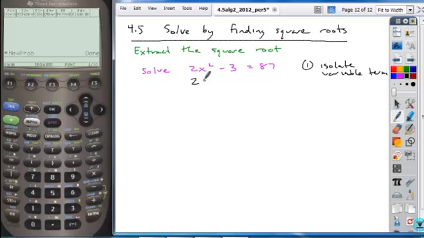Okay, so here, we leave our variable term alone on one side by adding 3 to both sides of the equation, and then completely isolate it by dividing by 2. And that would be our first step. You isolate the variable term, and then you do what's called extract the square root.